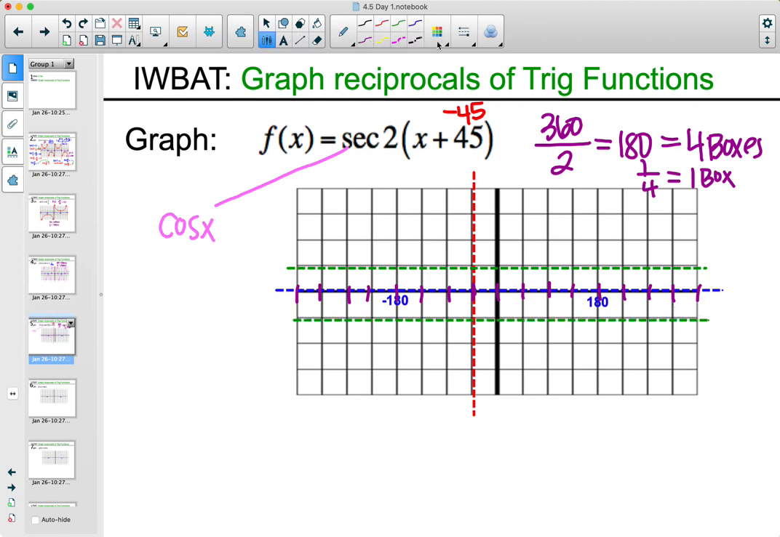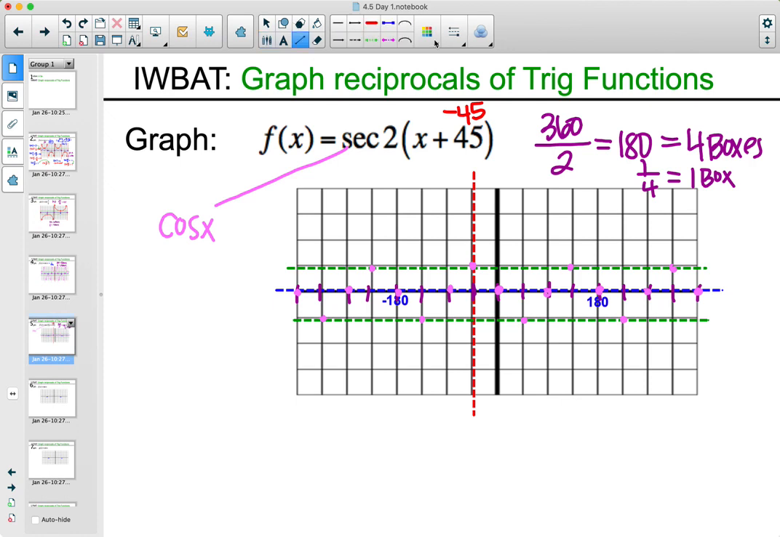Okay, so cosine starts at a maximum. So on this phase shift, we're going to start at a maximum. Then every one box, it's going to go middle, min, middle, max. Okay, so middle, min, middle, max, middle, min, middle, max, middle. Okay, then backwards, it would go down. So middle, min, middle, max, middle, min, middle. So that would be the cosine function.